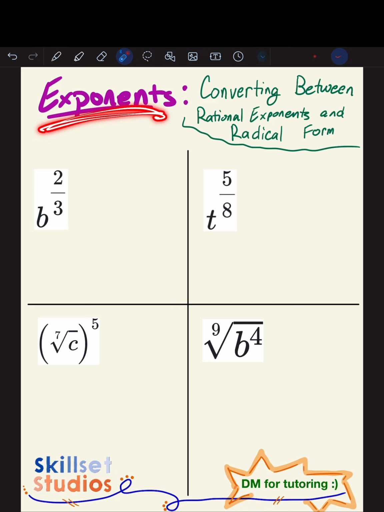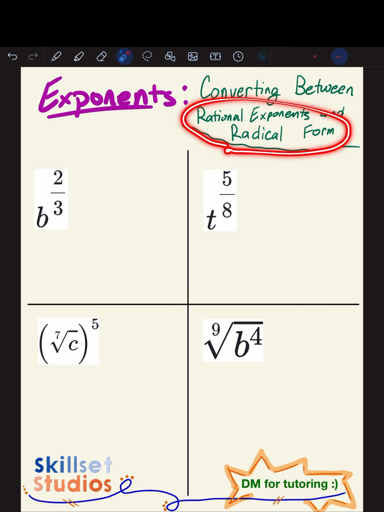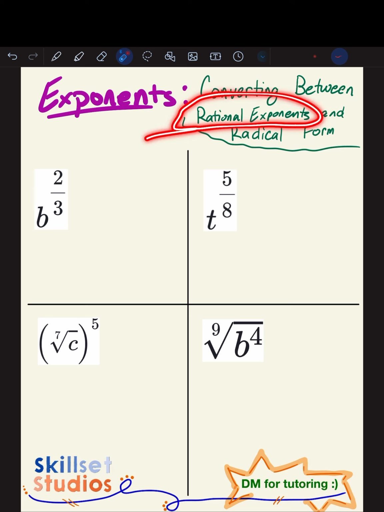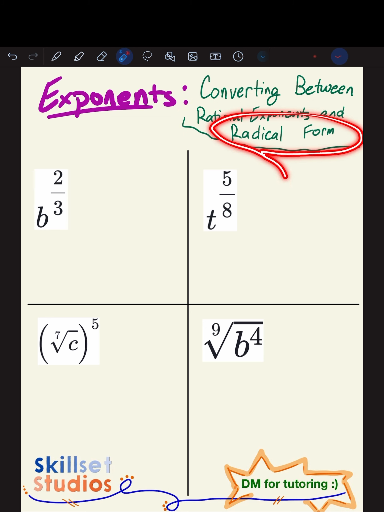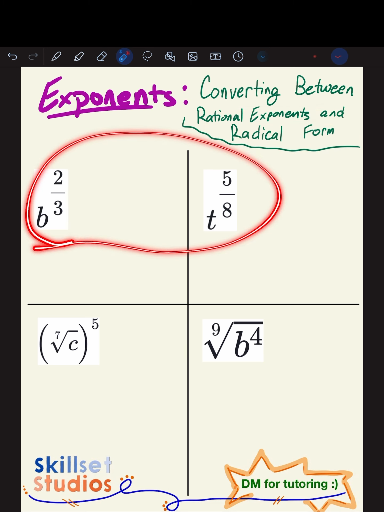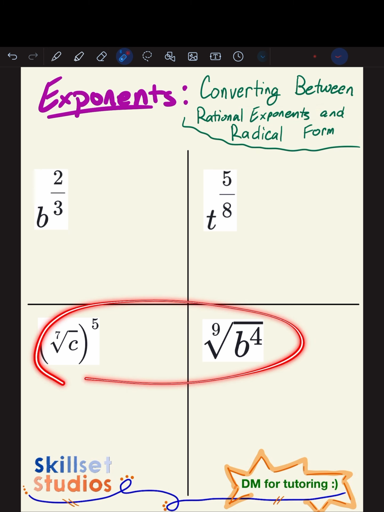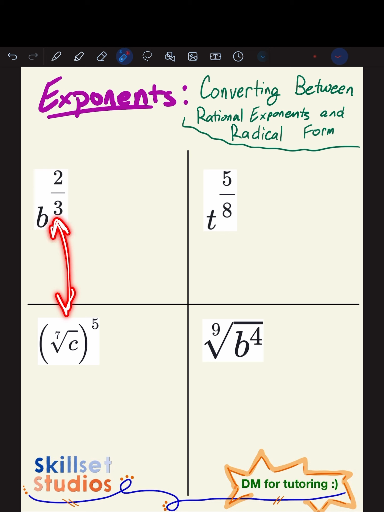Here we have another video about exponent rules, this time talking about converting between rational exponents and radical form. Rational exponents just means we have a fraction as the exponent, and radical form means we have that root symbol, which is also called a radical. Notice there are two examples with rational exponents and two examples in radical form, and our goal is to figure out how to switch between the two.